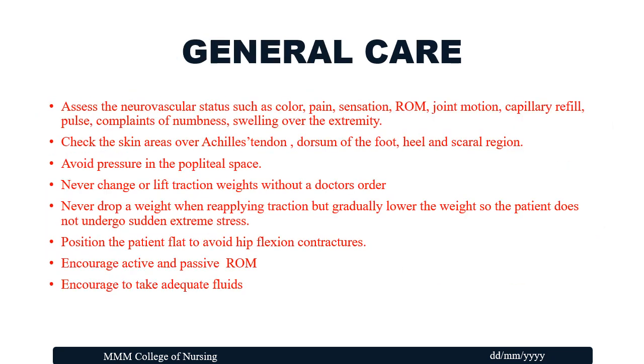What is the general care? Keeping this mnemonic and the 5 Ps in mind, the general care includes: assess the neurovascular status such as color, pain, sensation, ROM, joint motion, capillary refill, pulse, complaints of numbness, and swelling over the extremity. Check the skin areas over the Achilles tendon, dorsum of the foot, heel and sacral region. Avoid pressure in the popliteal space.